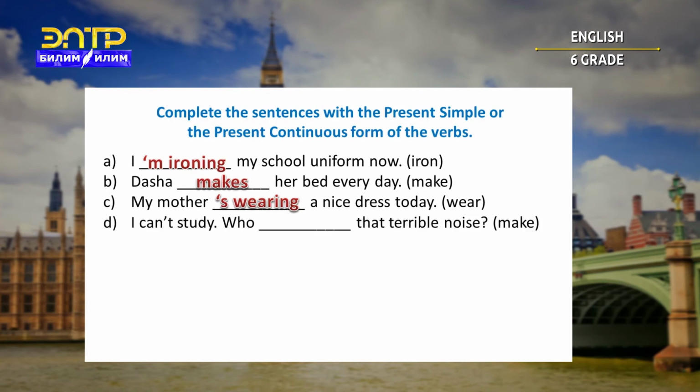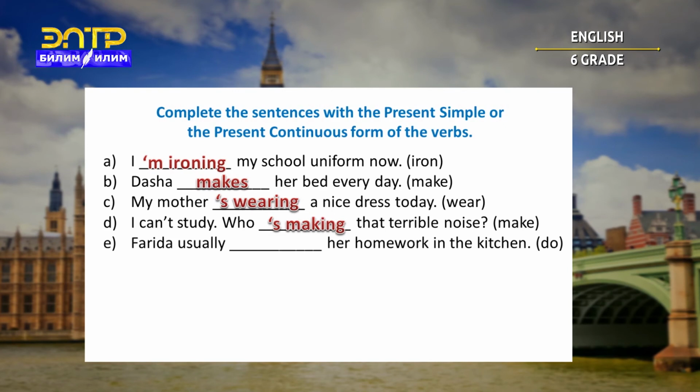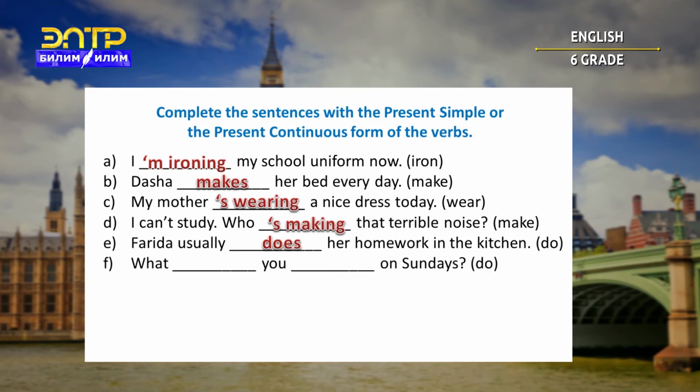D. I can't study. Who's making that terrible noise? It's present continuous. It's an action happening now. E. Farida usually does her homework in the kitchen. It's present simple because it happens usually. F. What do you do on Sundays? It's present simple because it happens every Sunday.